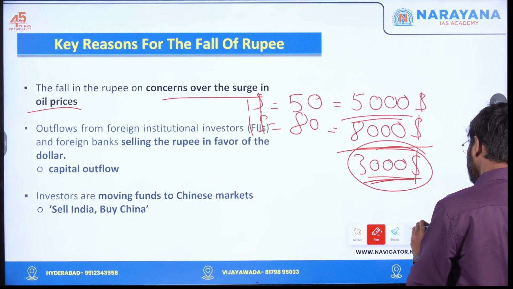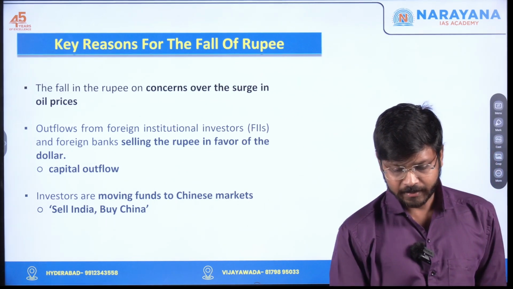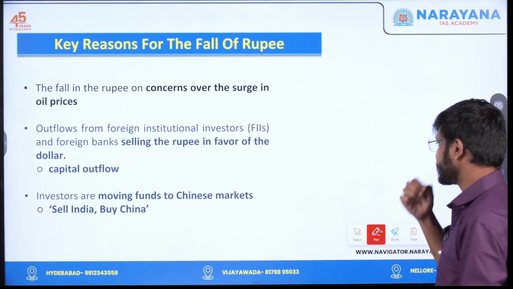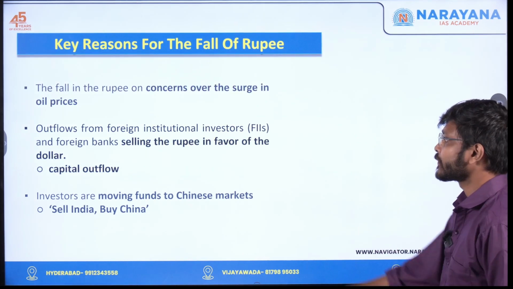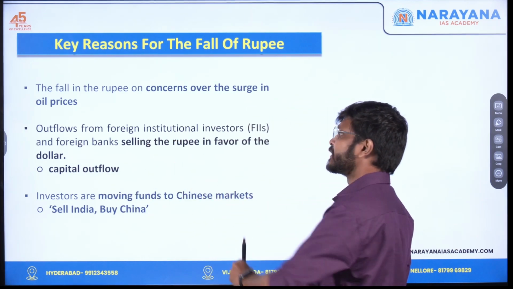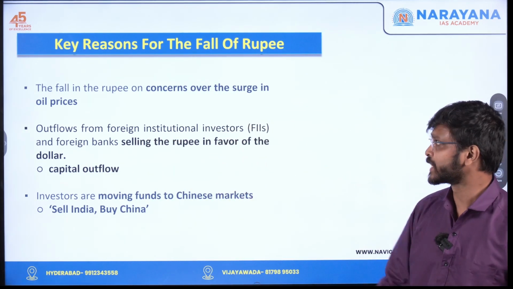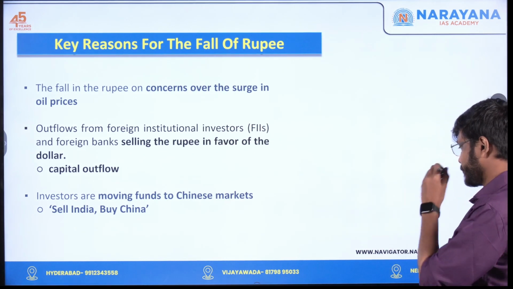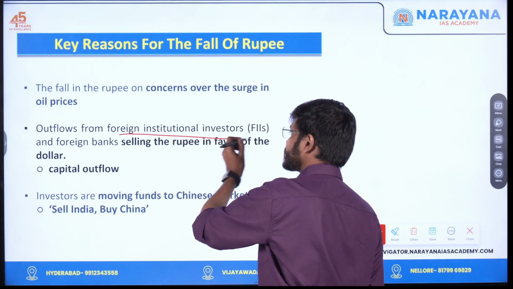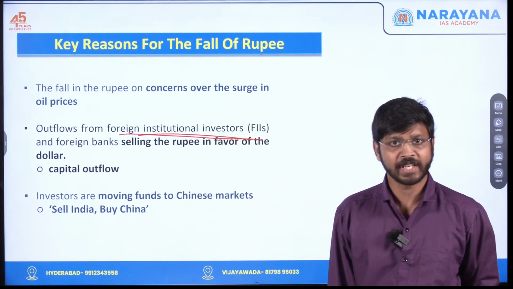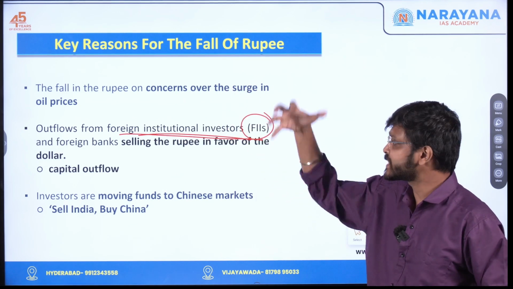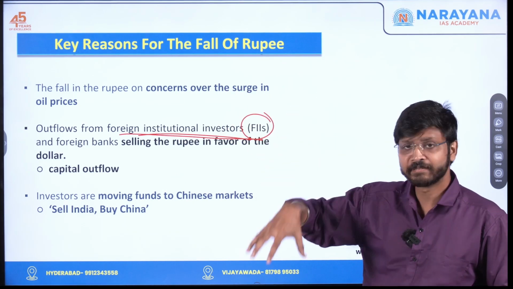All right. So now imagine another situation in which there are outflows of foreign institutional investors and foreign banks selling the rupee in favor of dollars. That could also be a possible reason for this fall of rupee. So what is happening here? Who are these foreign institutional investors, or FIIs? From the name itself it is clear: they are foreign entities who have invested in India.